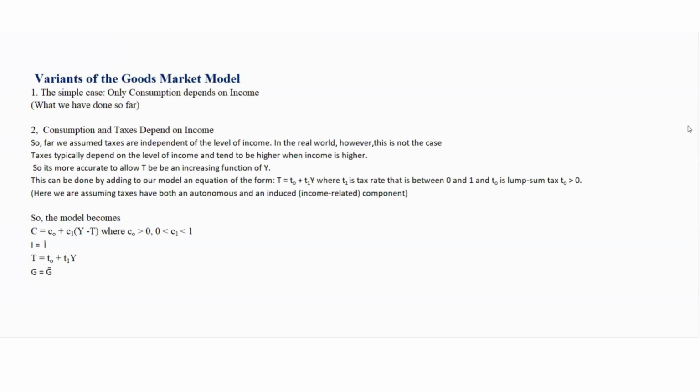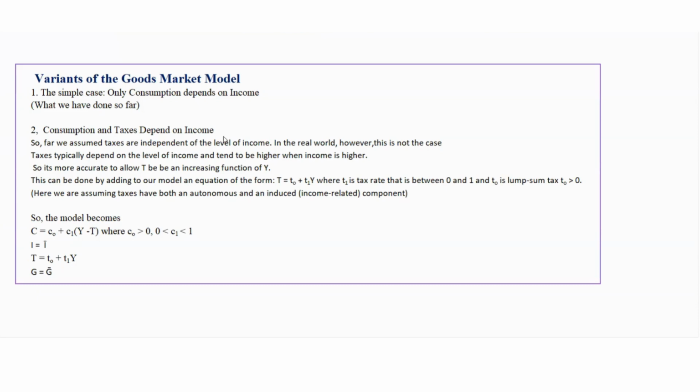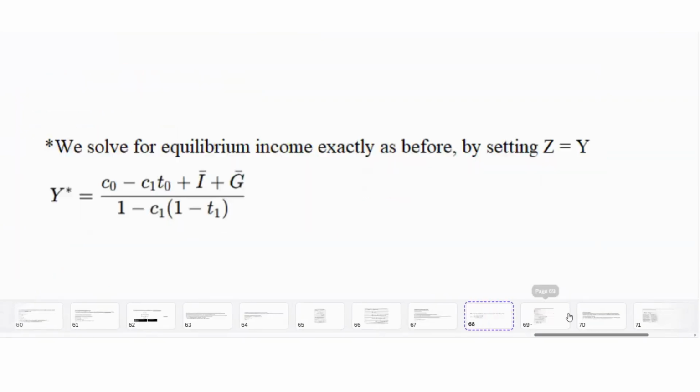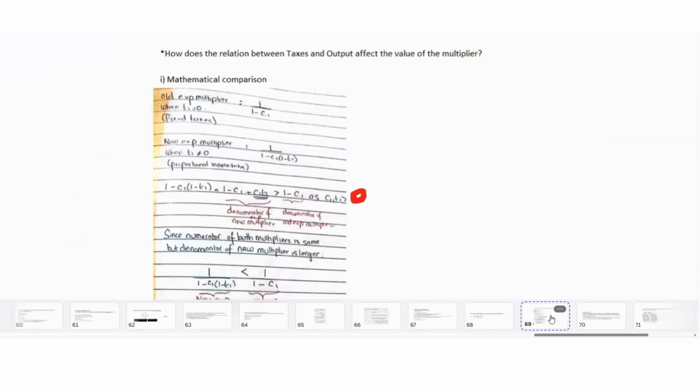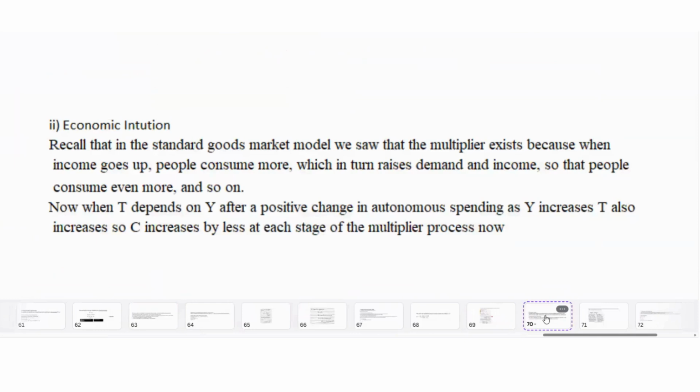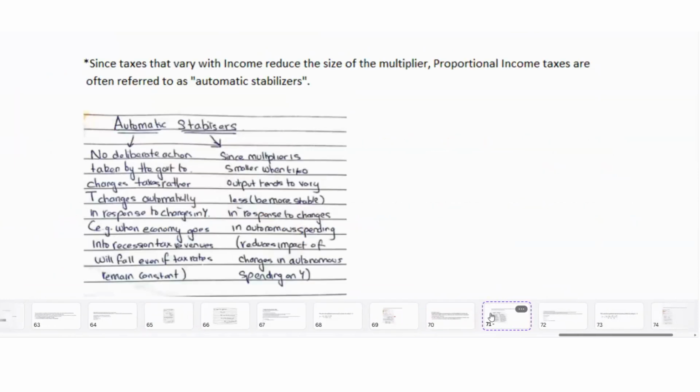We were looking at different variants of the goods market model. We started off with a simple case where only consumption depends upon income. Then we talked about the case where consumption and taxes depend upon income. We looked at equilibrium income in this particular variant. Then we looked at how the relation between taxes and output affects our multiplier. We did a mathematical comparison, and then we looked at the economic intuition. And we discussed the concept of automatic stabilizers.